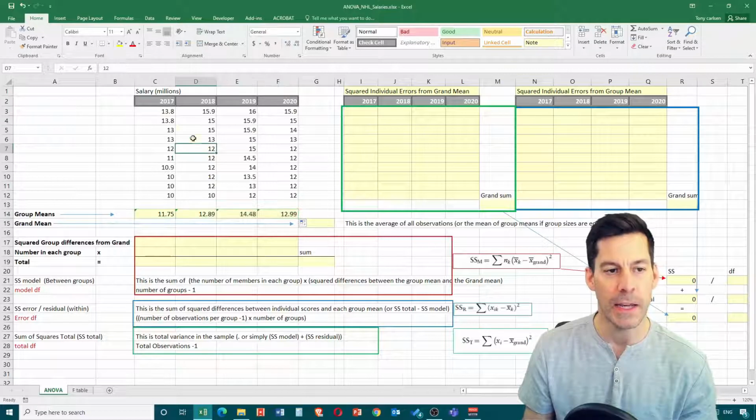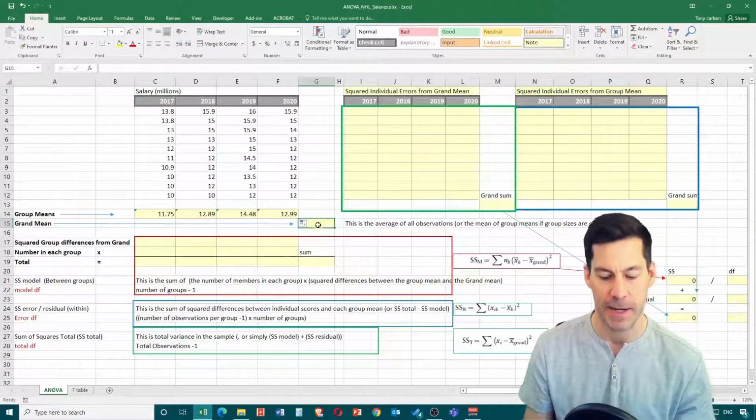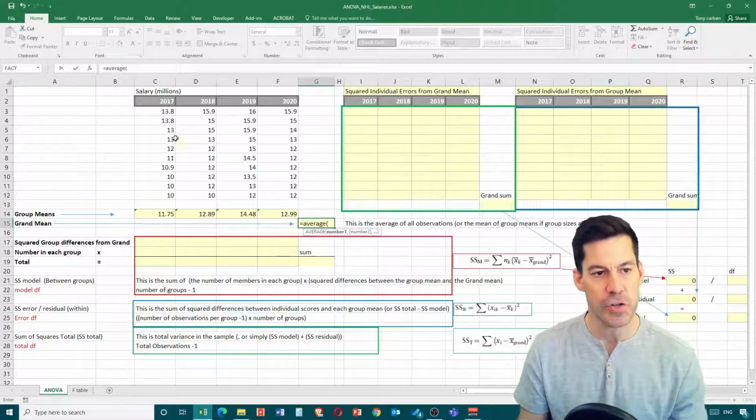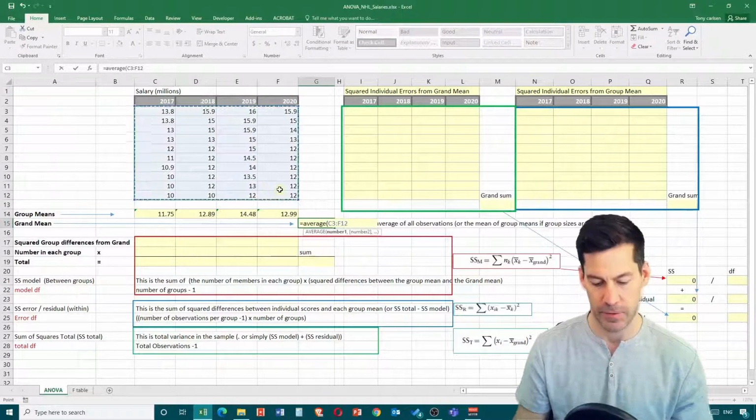We also need a grand mean. That means a mean of all of the values for the entire table. We're just going to put that in this spot right here. So equals average of all of these values.